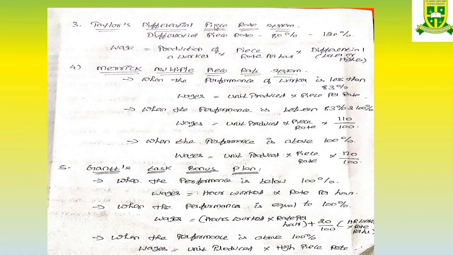As the name implies, piece rate. So we do not pay according to a time rate, but according to the units produced. The piece rate, the rate per piece, has to be given as wages. The formula is wages equal to production of worker into piece rate per hour into differential. First we have to find out the level of performance, whether it is good or bad. If it is bad, we give a low differential. If it is good, you give a high differential.